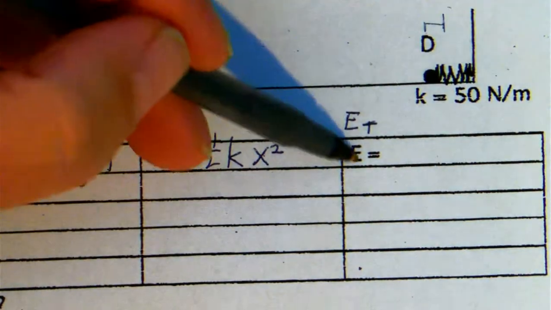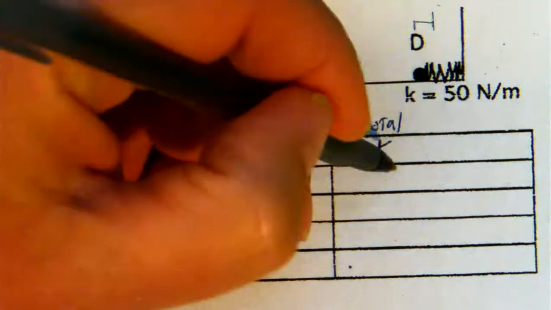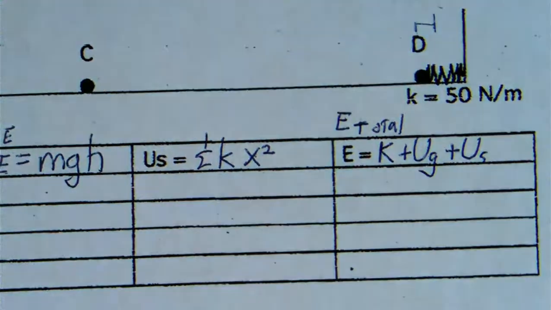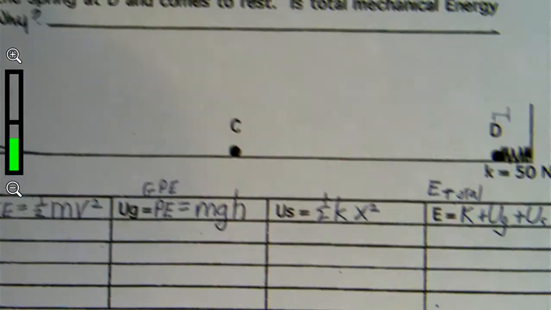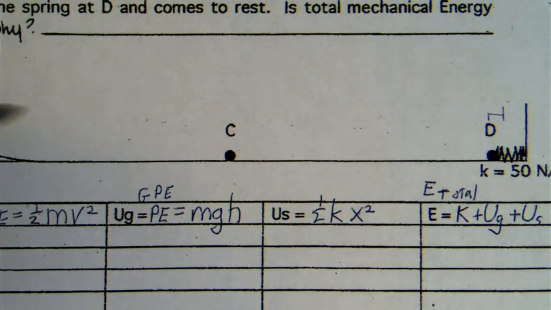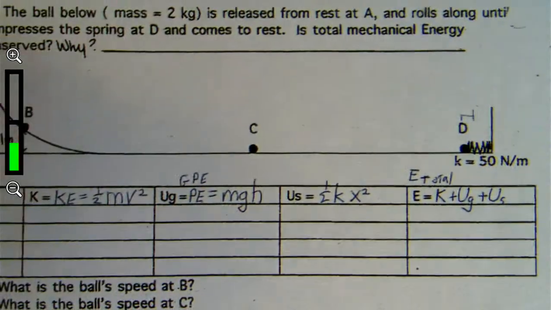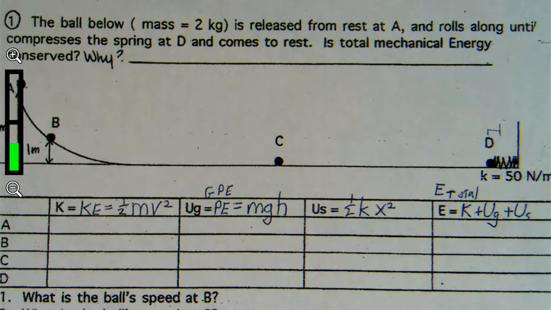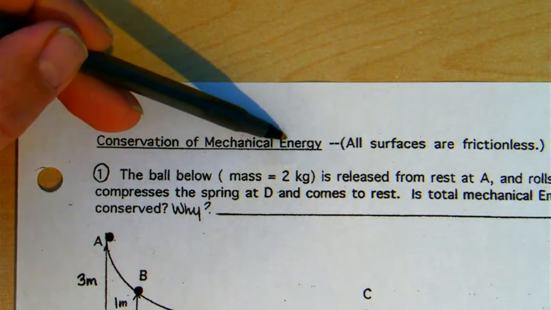E is the total energy, and that is the sum of the kinetic energy and the gravitational potential energy and the spring potential energy. So you could solve this problem using the kinematic equations of motion. However, the way you are to solve this worksheet is to use conservation of mechanical energy.